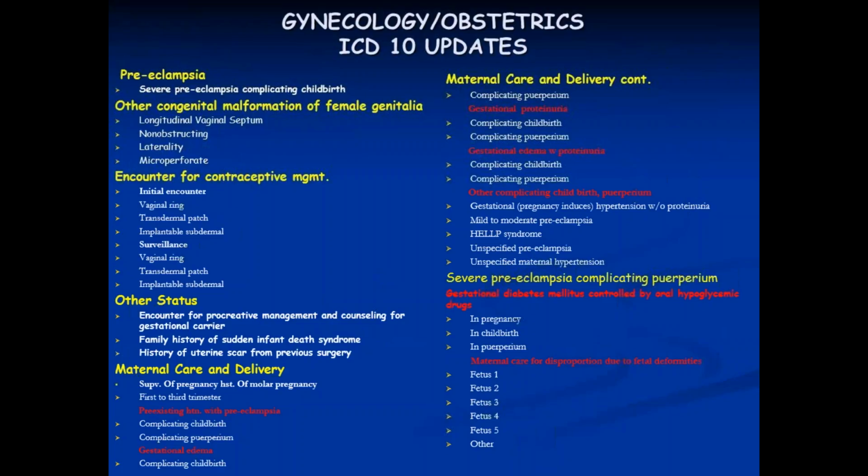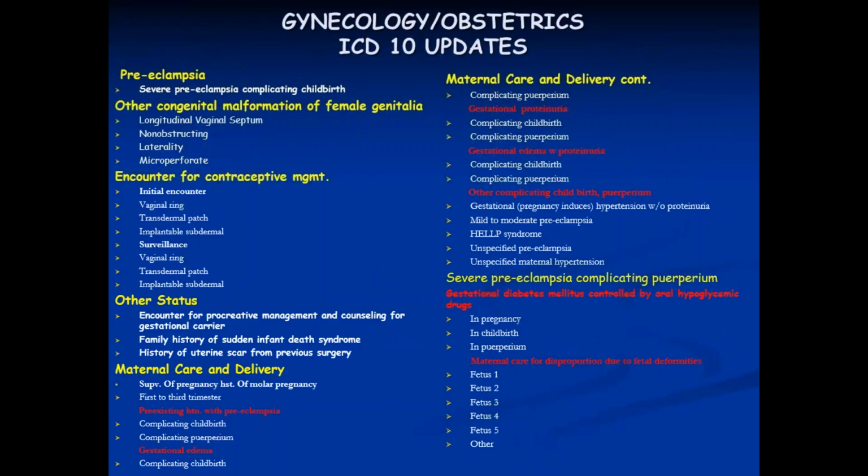There are more encounters for contraceptive management. Other status, encounters of procreation management and counseling for gestational carrier. Maternal care and delivery, supervision of pregnancy, history of molar pregnancy, first to third trimester. So these are things that we're breaking down now. We have to be really careful and communicate well to our providers. You all communicate to me as we're going through this, and we'll take the message to the providers on what we need to really pay attention to.